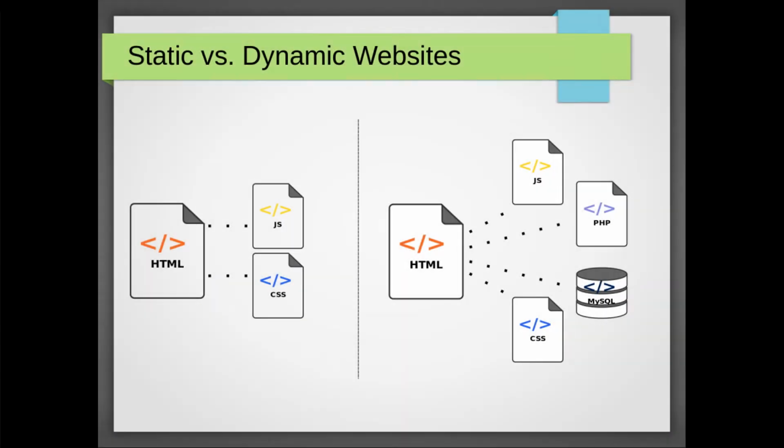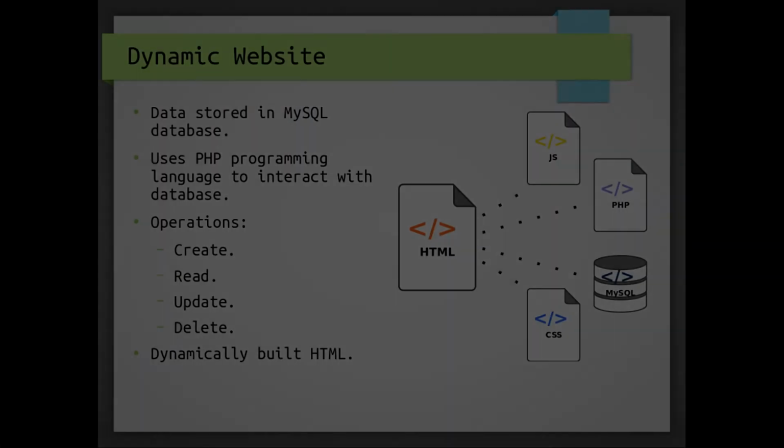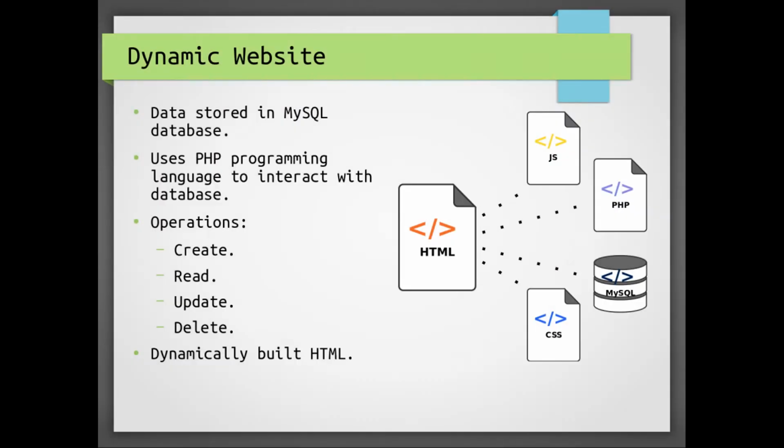For those who may be unfamiliar, let's take a look at the differences between static and dynamic websites. With a dynamic website, data is stored in a MySQL database and uses PHP to interact with MySQL, using a set of well-defined operations: create, read, update, and delete. When a page is requested, data is retrieved from the database and the HTML for the page is built and returned to the client.